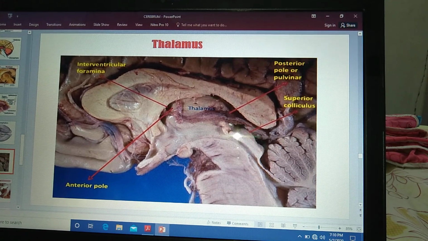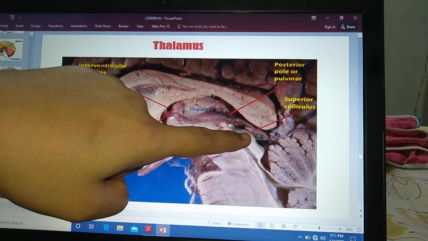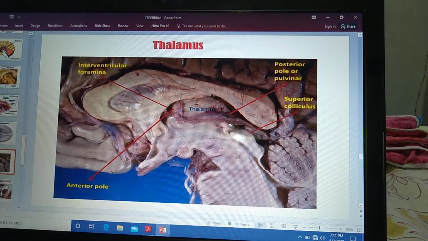It overhangs the lateral and the medial geniculate body and the superior colliculus with its brachium. The lateral and medial geniculate bodies are parts of the metathalamus, that we are going to learn next. Now here you can see the superior colliculus is also shown. We'll see in one more diagram where you can see the medial and the lateral geniculate bodies also.